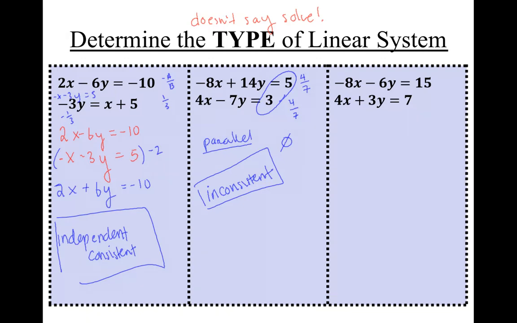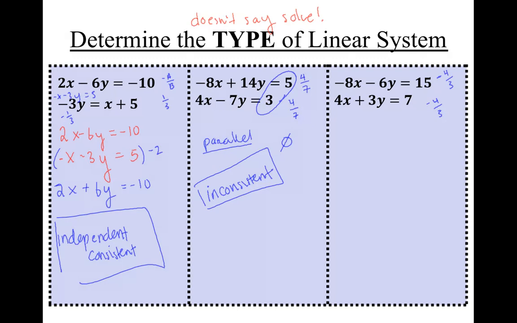And finally, in this last one, let's take a look at this as well. So let's look at their slopes. Negative a over b is going to give me negative 4/3. Negative a over b is going to give me negative 4/3.